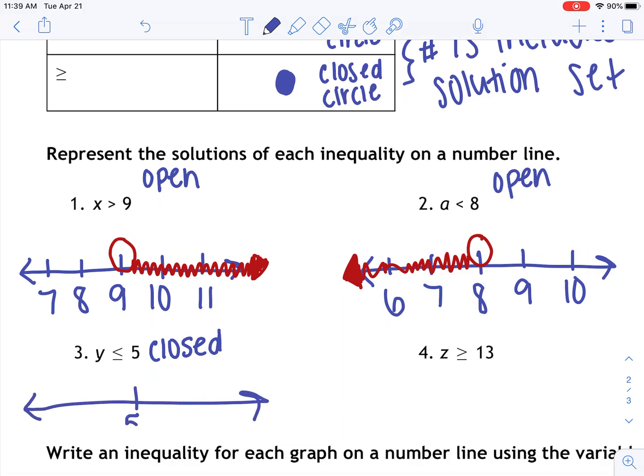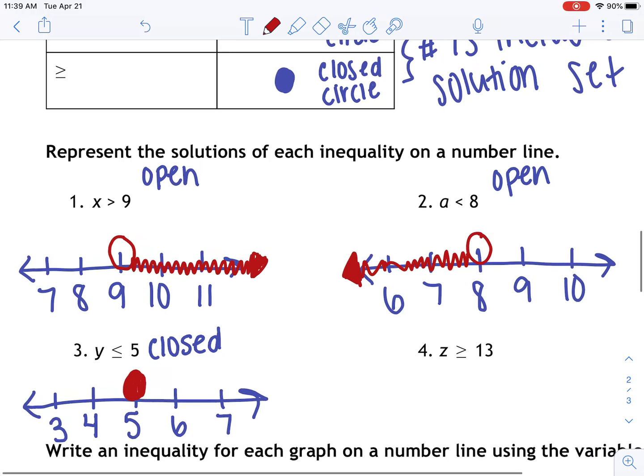I'm going to draw out my number line. I have 5, two numbers above, two numbers below. Now instead of drawing an open circle, I'm going to put a closed circle. Y is less than or equal to 5, so my direction of my line, my solutions, is going to be to the left, showing less than 5.